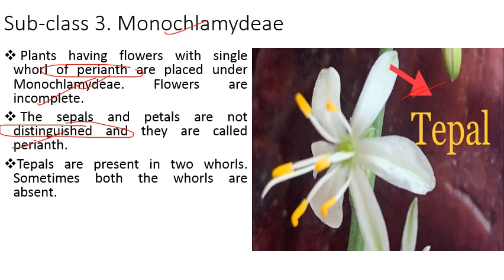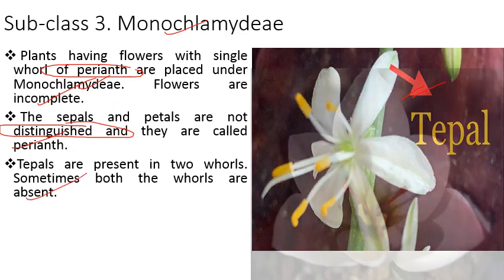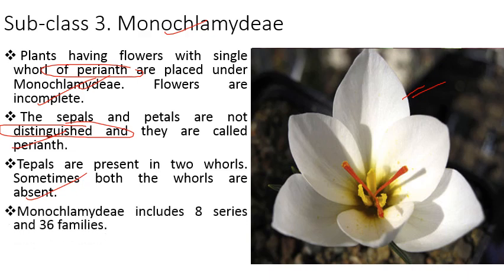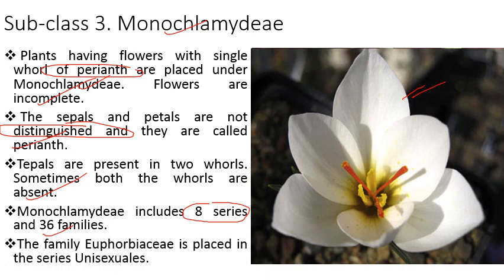So tepals are present in 2 whorls. Sometimes both the whorls are absent. Monochlamydeae includes 8 series and 36 families. इसमें 8 series हैं और 36 families हैं. और जो family Euphorbiaceae है that is placed in the series Unisexuales.